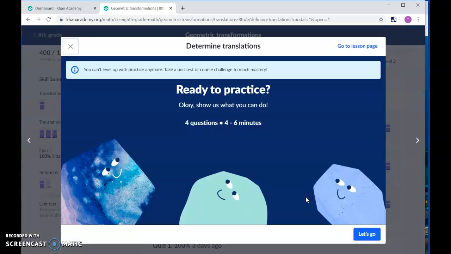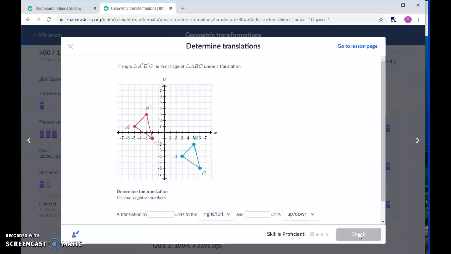And then the last one, determine translations. I might have to make a new video for this. Okay, so essentially it says triangle A'B'C' is the image of triangle ABC under translation. So here is our original, okay? And I know that because it says that this is the one that's under translation. So notice it doesn't have those little apostrophes, it doesn't have the indicator that it's the prime. So this right here is the original, and this over here is the translation of it.